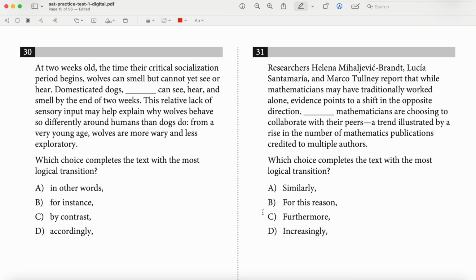Okay, good. Let's go back to the question here. What are the two ideas here? Well, one idea is about wolves and how they can smell but not see or hear. Yep. And then they introduce domestic dogs that can see, hear, and smell. There you go. What's the relationship between those two ideas? Contrast. What's the answer? It's C, right? They're nice enough to make it a contrast relationship, and the answer is by contrast. Absolutely. There's no other contrast transition word there. Questions about that, or is that clear?